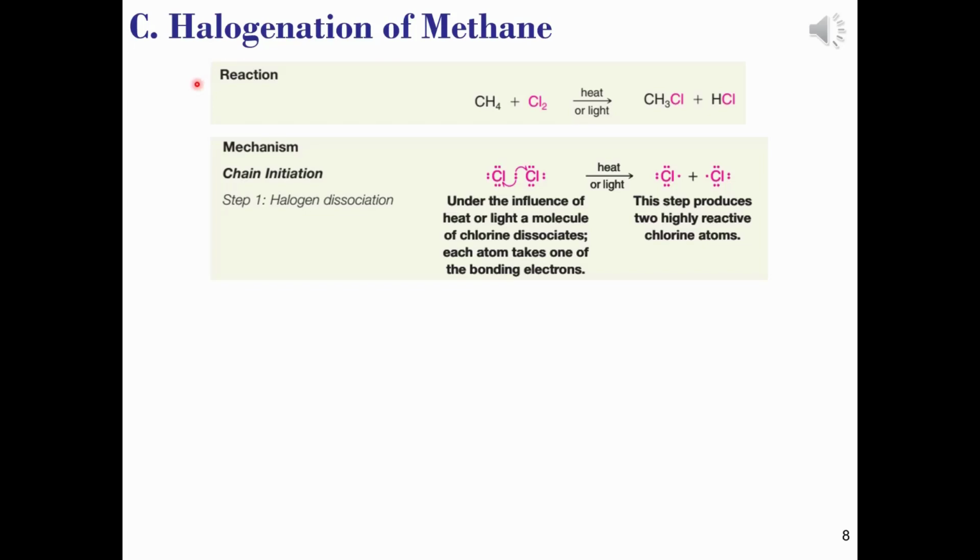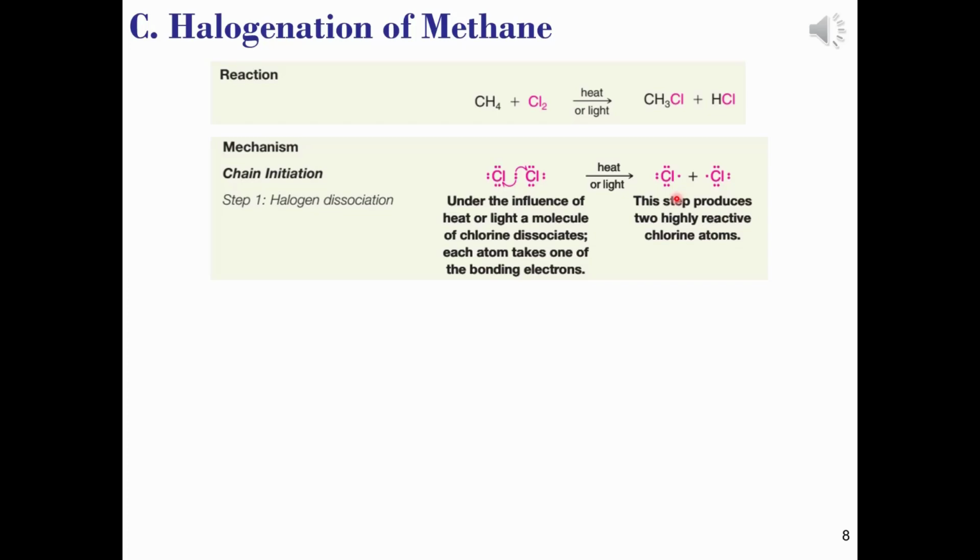In this video, we are going to discuss the radical substitution reaction, also known as the halogenation reaction, and we're going to do this with methane first and then extend this to other alkanes. The first thing that happens is a stage known as initiation, and it is in this stage that the halogen, that's chlorine, is dissociated through either the use of heat or UV light. As the chlorine dissociates, each atom takes one of the bonded electrons, and this produces 2 highly reactive chlorine atoms, also known as radicals.